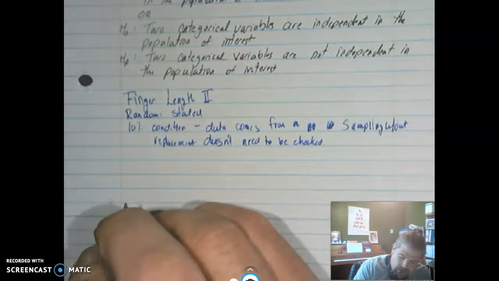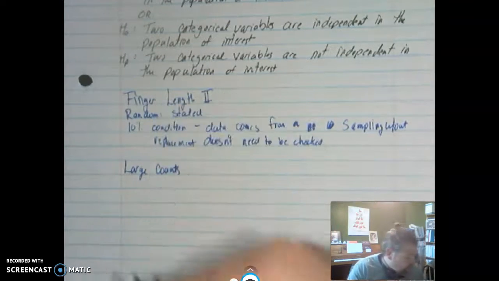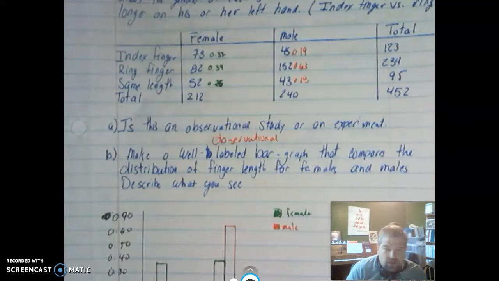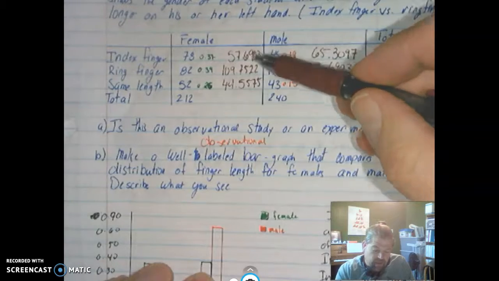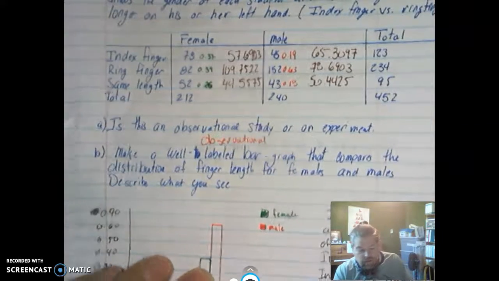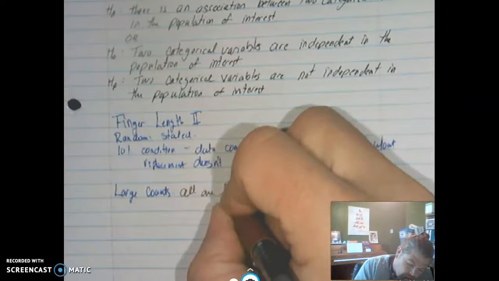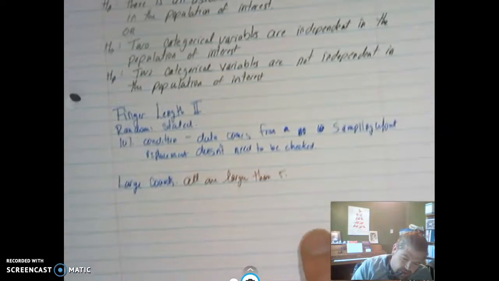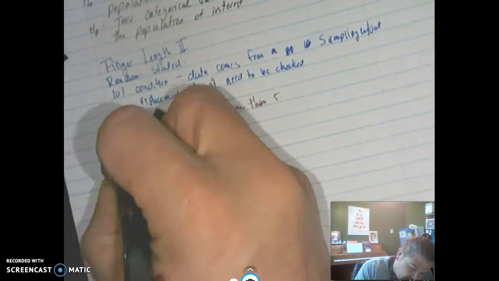Okay. Large counts. So going back to my chart, I need to do my large counts on this one real quick. So I'm going to pause it and do that real quick for us, okay? Here are my expected counts. They're all larger than 5, so we are good to go from there. So I'm going to come down here and say all are larger than 5, okay? So then I'm going to write out my narrative for my null hypothesis, okay?